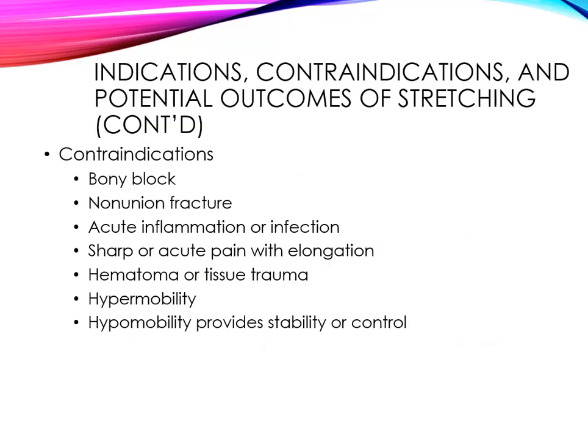Here is the list of contraindications, which I'll talk about more in depth, but this is in box 4.2 in your textbooks. Bony block, non-union fracture, acute inflammation or infection, sharp or acute pain with elongation, hematoma or tissue trauma, hypermobility. Hypermobility provides stability or control.